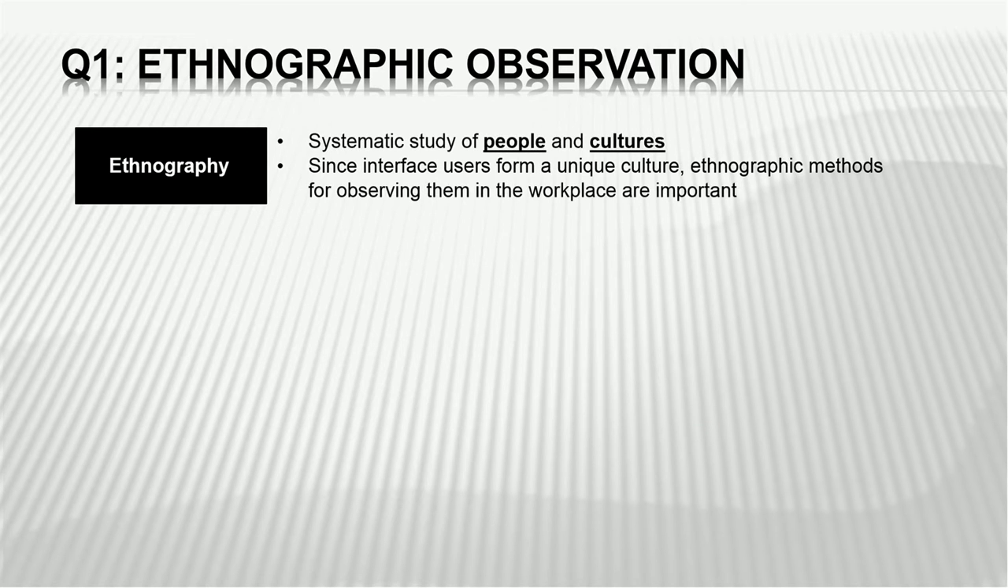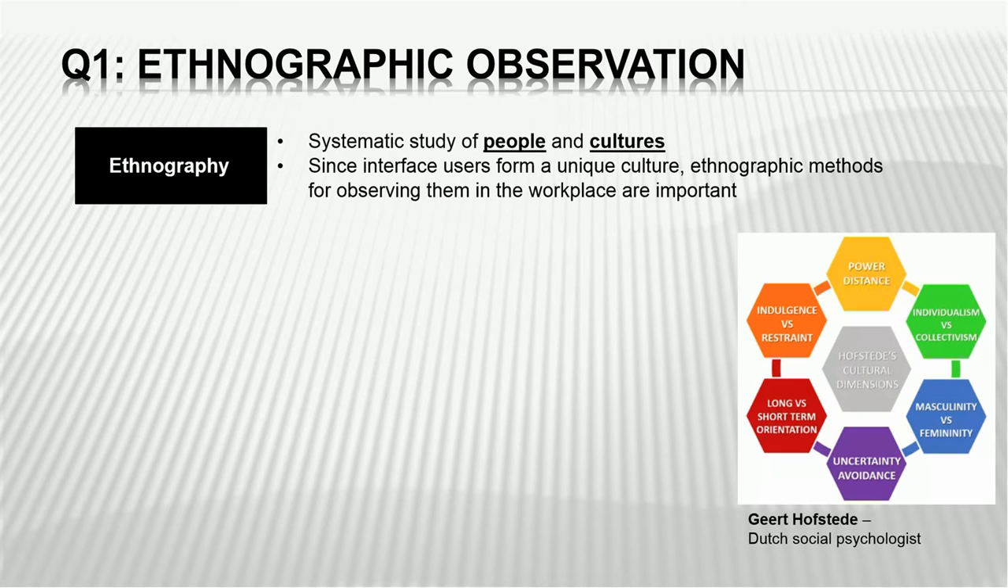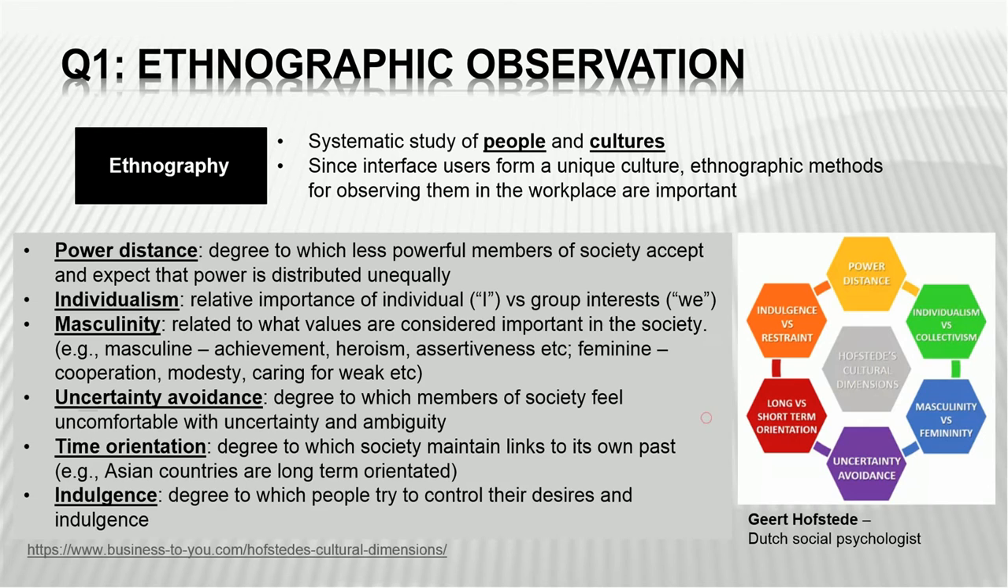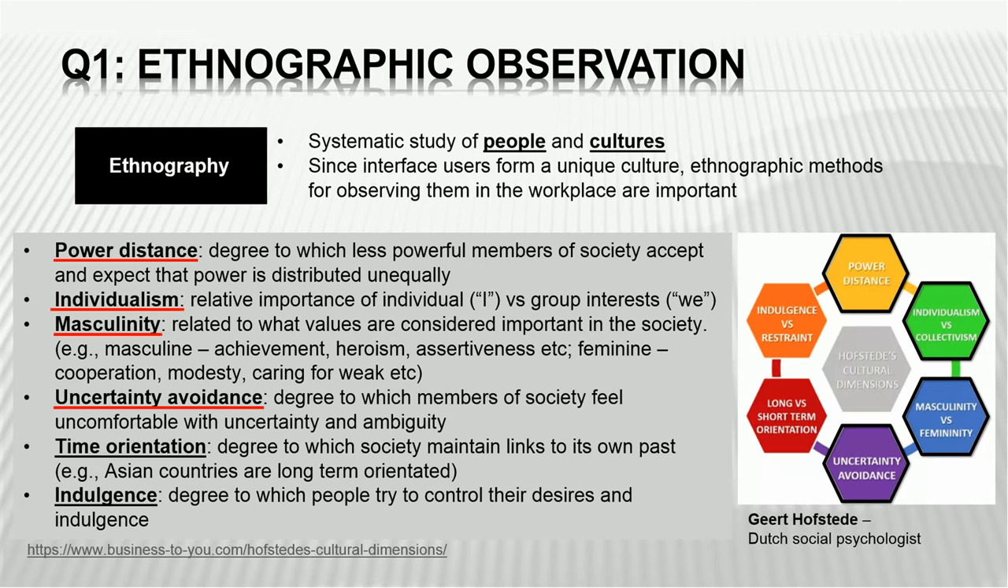Ethnography is the systematic study of people and cultures, and ethnographic study is useful for understanding how users would interact with the interface of your applications. The Hofstede's cultural dimension model is useful for ethnographic study. In particular, it consists of 6 aspects, namely, power distance, individualism versus collectivism, masculinity versus femininity, uncertainty avoidance, long versus short-term orientation, and indulgence versus restraint.